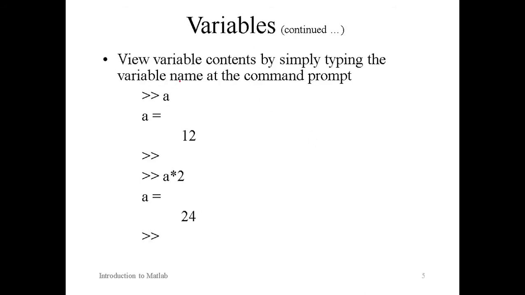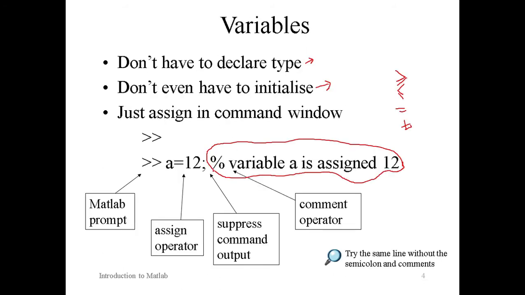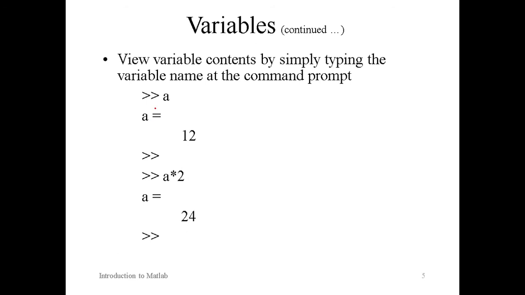Now, view variable contents by simply typing the variable name at the command prompt. Let's say we have not put this semicolon. In that case we will get this kind of output, a is equal to 12. Now we want to find a multiplied by 2, so you just type a multiplied by 2, and you will get the answer 24. Now your value of a is 12, and here your value is 24.